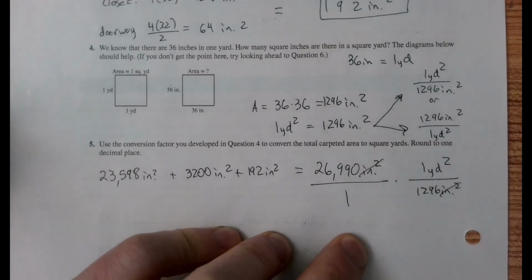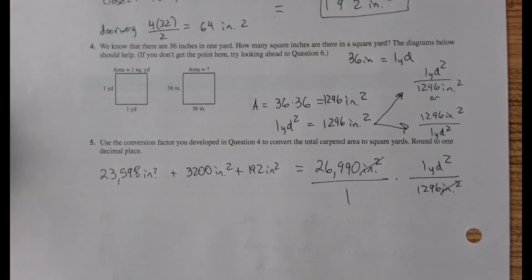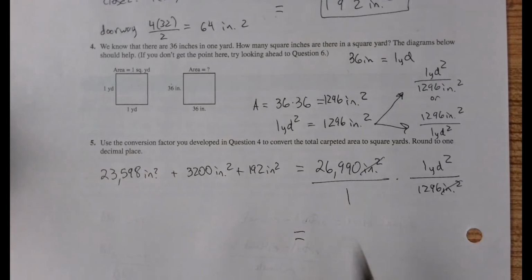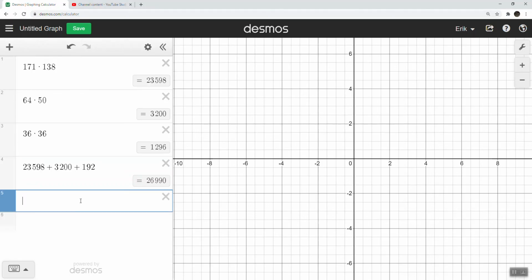These inches squared cancel, and we get a result. So if we want to know the total number of yards needed, we're going to divide 26,990 by 1,296. Of course, we're going to let Desmos do that for us. And we get 20.826 yards squared. Now, keep track that we rounded this value to 3 decimal places.